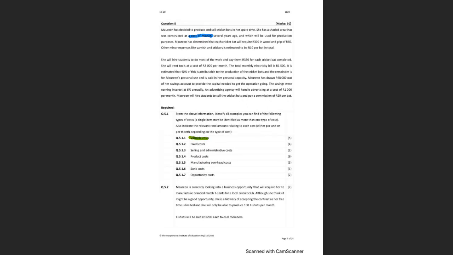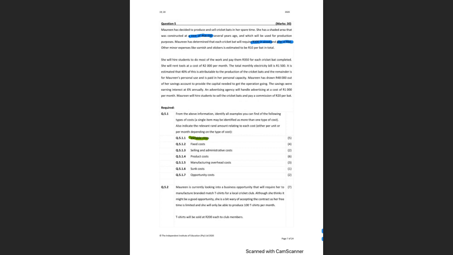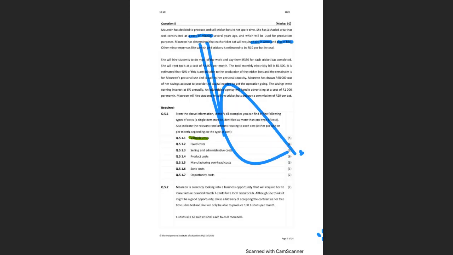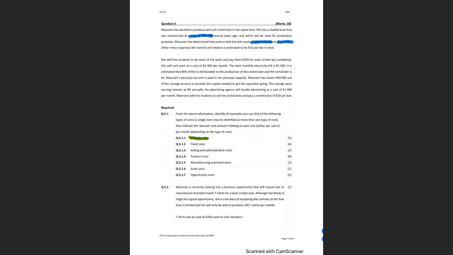So they said to you that Maureen has determined that each cricket bat will require 300 Rand in wood and grip of 60 Rand. Other minor expenses like varnish and stickers is estimated to be 10 Rand per bat in total. Okay, so here they've given you all of these costs which are falling into the categories of your direct material and your indirect material. Then they said to you, so this is your direct material, the two at the top. This is your indirect material.